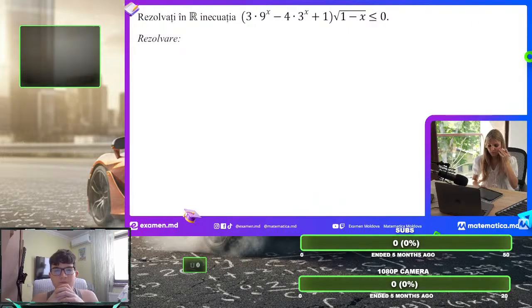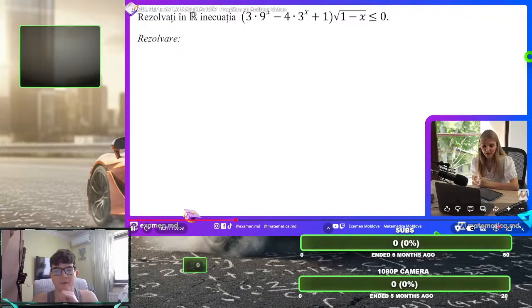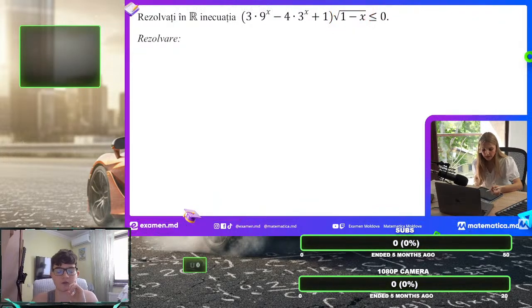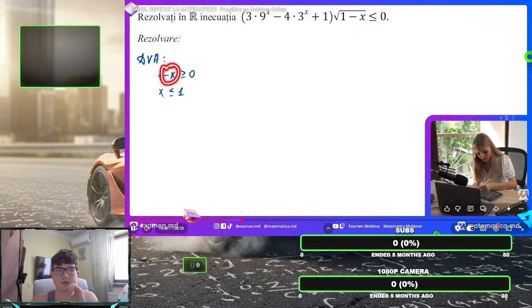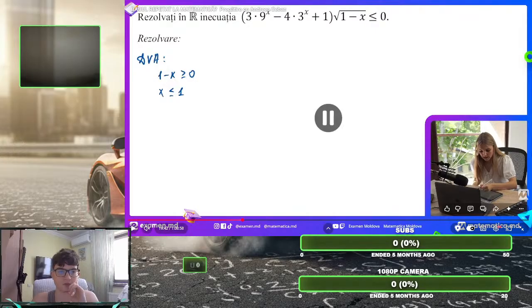Well, you don't really know how this one's done. I can guess, but I'm just going to see how it's done. Okay, so we've got this value right here. DVA is going to be what? What is it, the parenthesis or just the square root? So the square root right there.